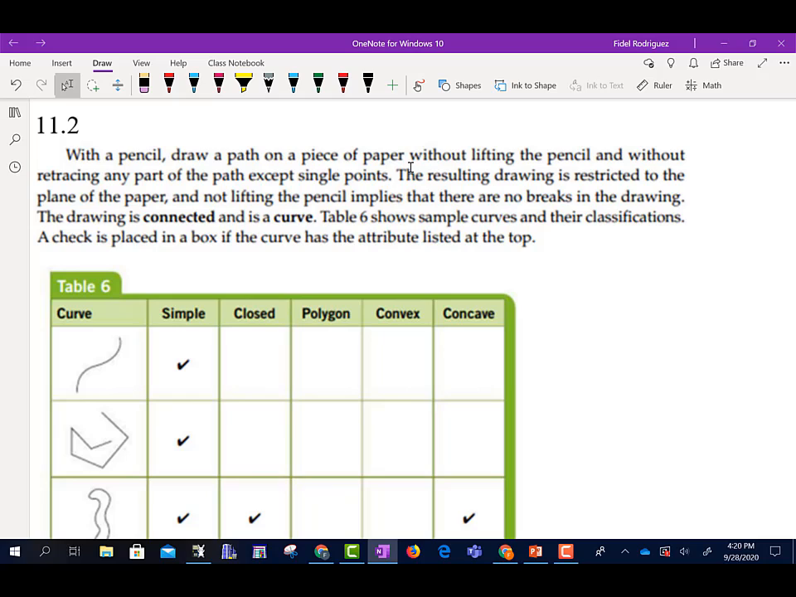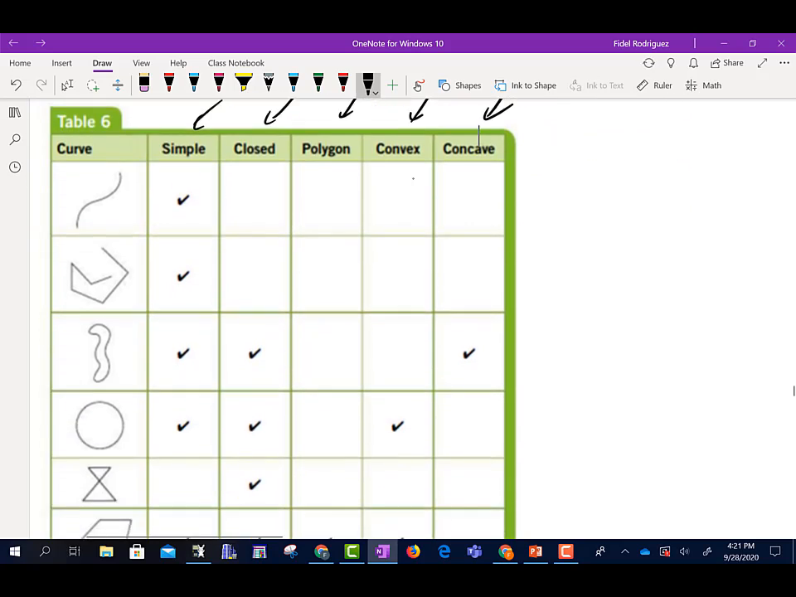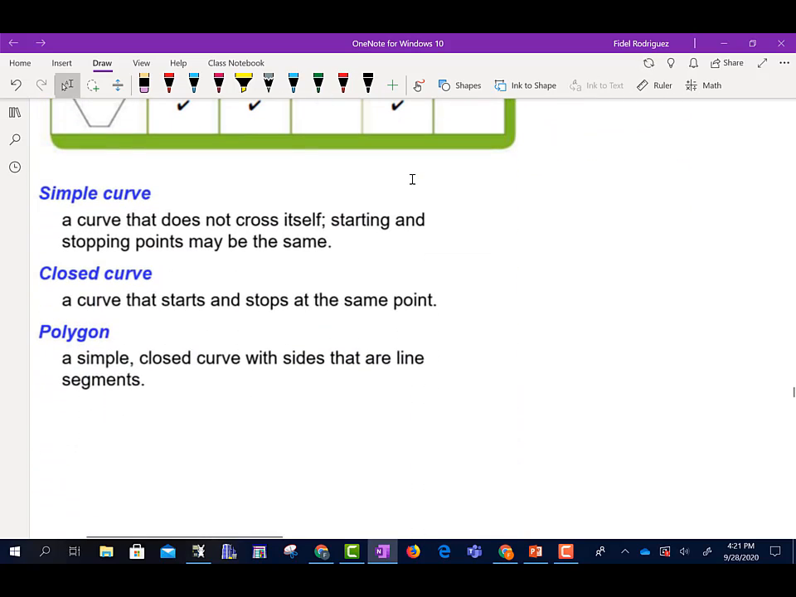It says Table 6 shows sample curves and their classifications. A check is placed in a box if the curve has the attribute listed at the top. Okay, so before we look at what is simple, what's closed, polygon, convex, concave, let's at least look at some of those definitions, and I have them right here.